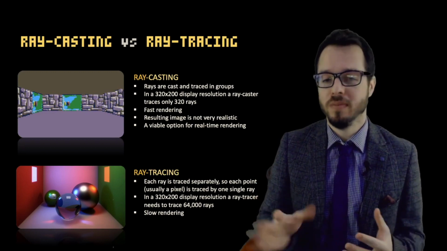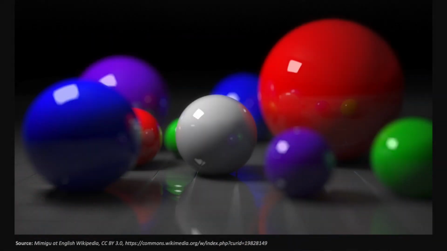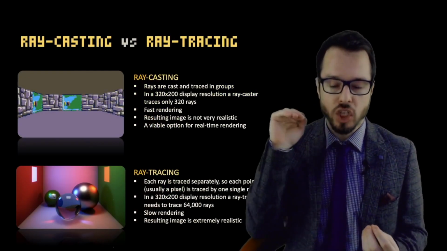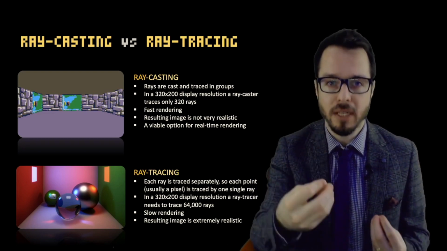Slow rendering, right? So ray tracing is a lot slower to render than simply using raycasting. It also means that the resulting image is extremely realistic, right? If you have all this granular detail, pixel by pixel, I can analyze. I shoot a ray, and I can have all these physical simulations of what happens with that ray, right?